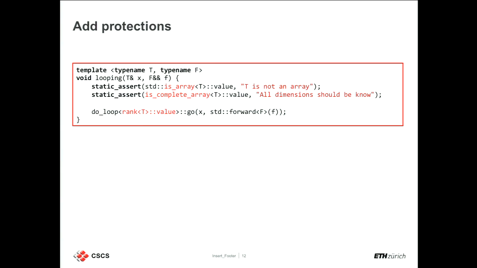And the second one, I want all the dimensions of my array to be specified at compile time. So I wrote my own meta function, which I called isCompleteArray. And then I put a message there: all dimensions should be known. So if I pass an array that doesn't have all dimensions, I will get a compile time error. The code would compile and run something, it would do something probably, but with this, you get a compile time error saying you have to pass something which is known at compile time.